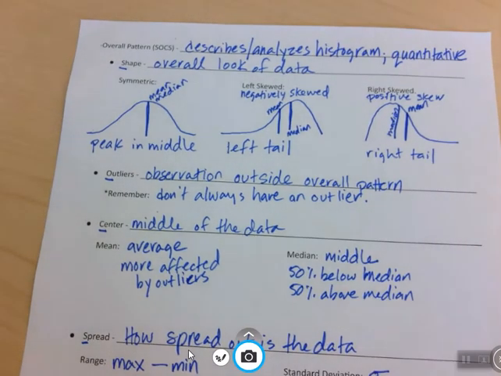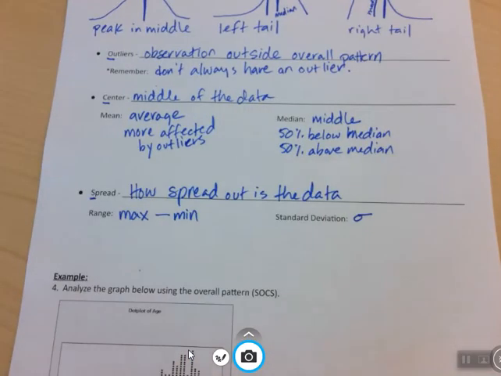But this is the symbol for standard deviation. So for now, we're going to do a lot more range than standard deviation, but you can use a calculator to find the standard deviation, and a larger standard deviation means the data is more spread out.